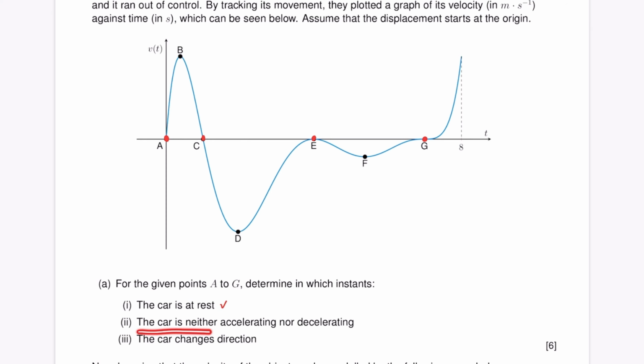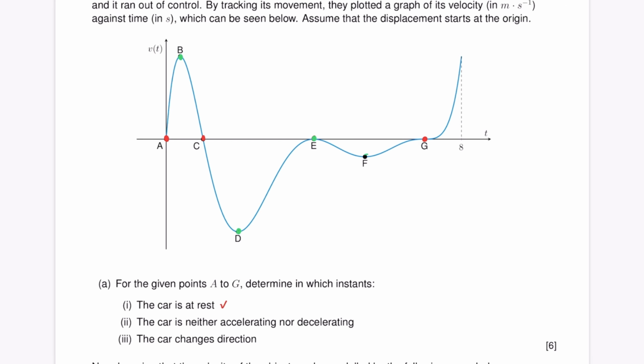Question number 2. The car is neither accelerating nor decelerating. That means that the acceleration is 0, which means that the derivative of the velocity is 0, which means from this graph that the tangents to the velocity curve are flat, meaning they are horizontal. So in this case, we're talking about points B, D, E, F, and also G. Now do notice that in all of these cases, the derivative, which can be represented by the slope of the tangent line, is equal to 0.